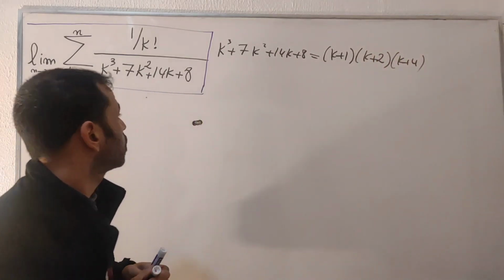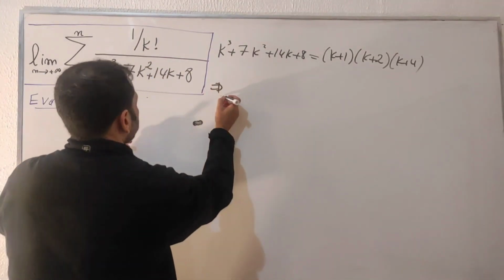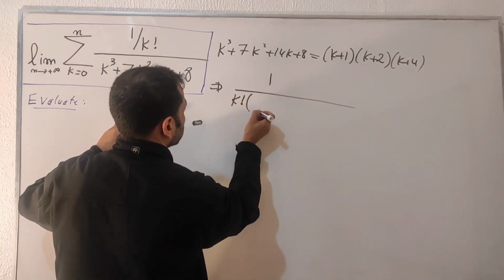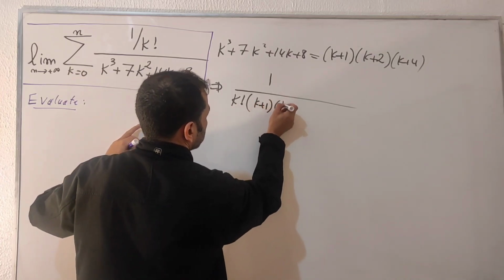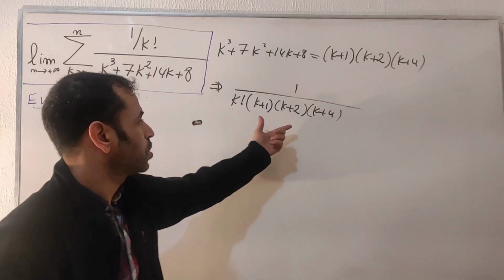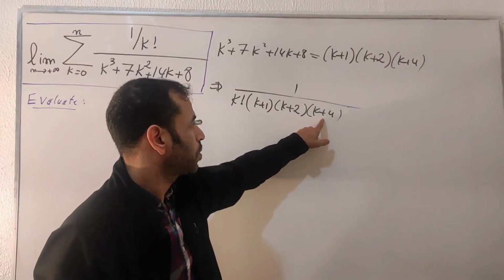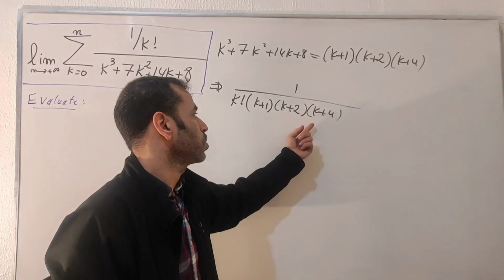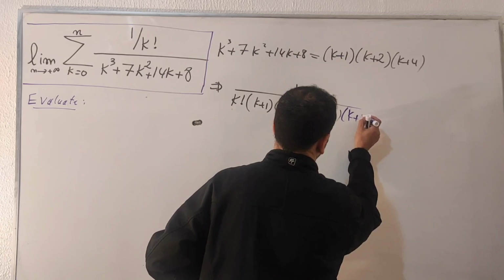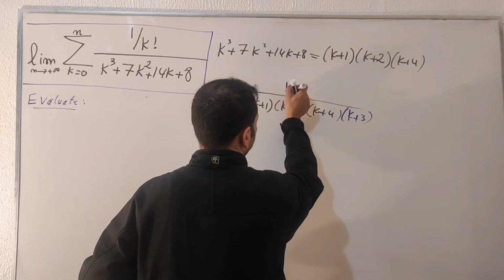Let's multiply numerator and denominator by k factorial. I will end up with 1 over k factorial times k plus 1 times k plus 2 times k plus 4. If you take a look at this denominator, we have consecutive integers: k plus 1, k plus 2, but it skips to k plus 4, so we're missing one term, which is k plus 3. This will happen if we multiply the numerator by k plus 3.